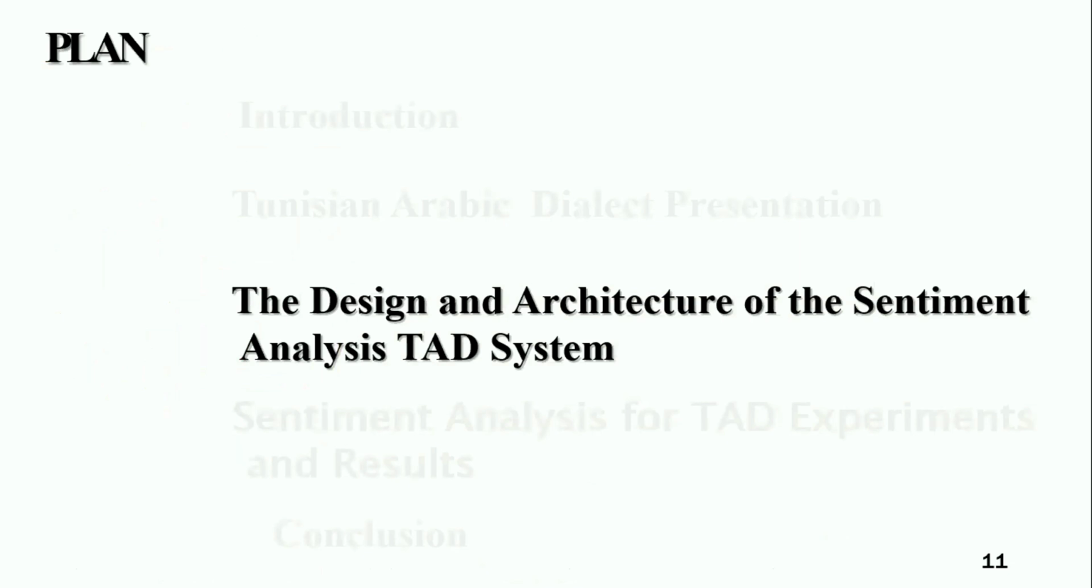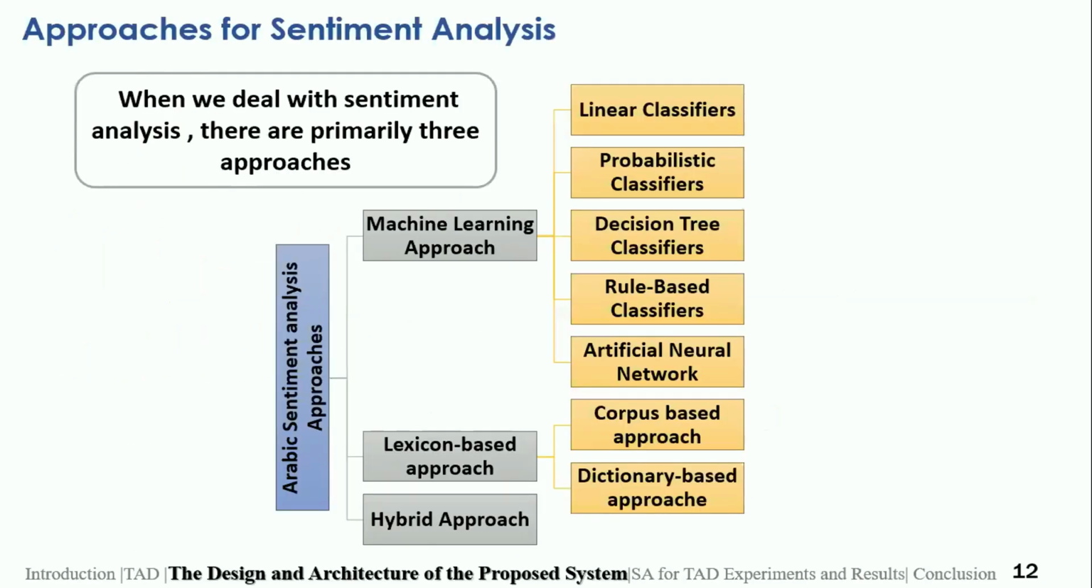The design and architecture of the sentiment analysis TAD system. When we deal with sentiment analysis, there are primarily 3 approaches: the machine learning approach, which has the linear classifier, the probabilistic classifier, decision tree classifier, rule-based classifier, and artificial neural network; the lexicon-based approach, in which we have the corpus-based approach and the dictionary-based approach; and the last one is the hybrid approach. For our system, we choose a hybrid approach.